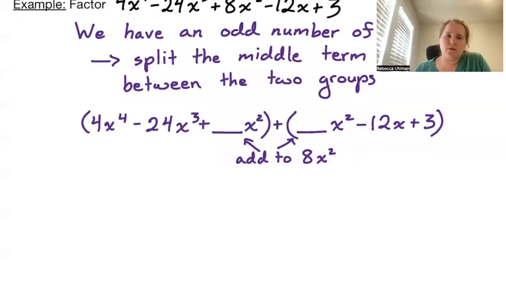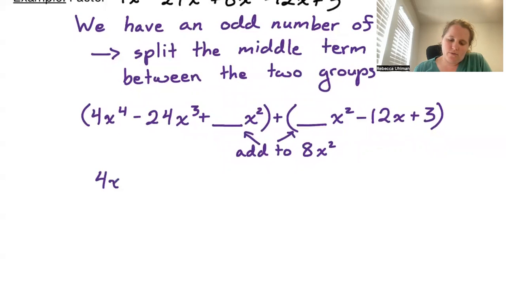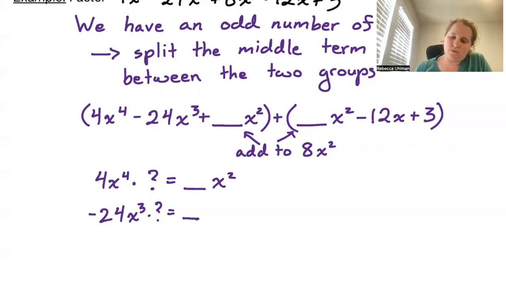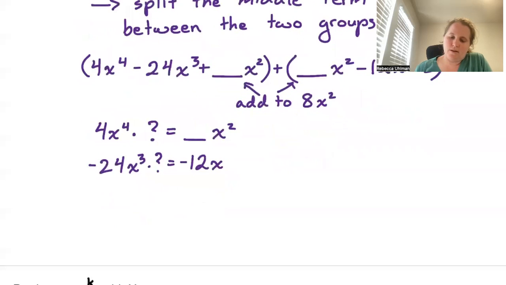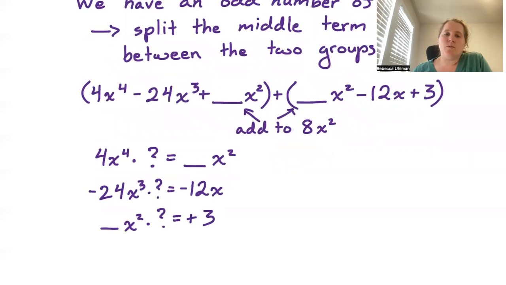So what we're going to do is we have 4x to the 4th times some unknown should equal blank x squared. Negative 24x cubed times that exact same unknown should equal negative 12x. And something x squared times our unknown should equal positive 3. If we can find things that make this true, then we're good.